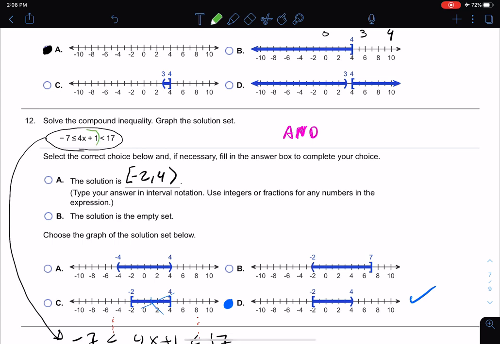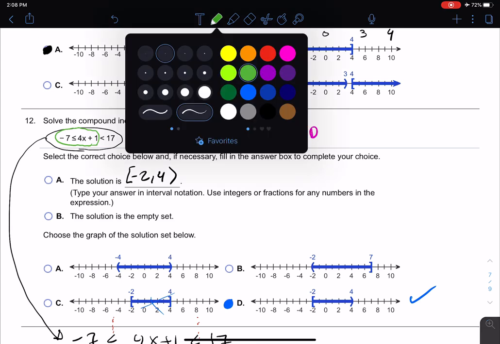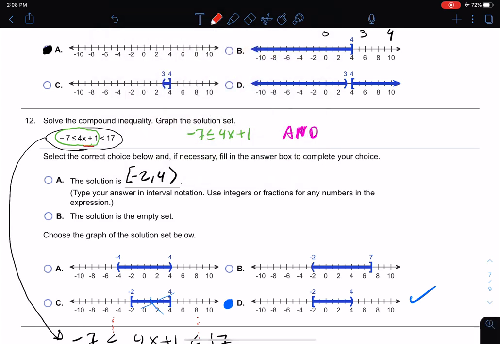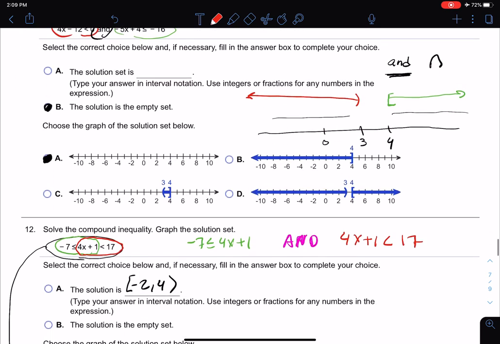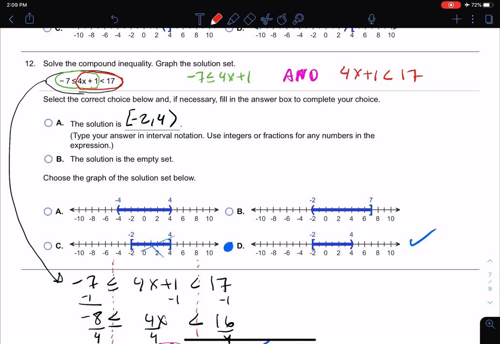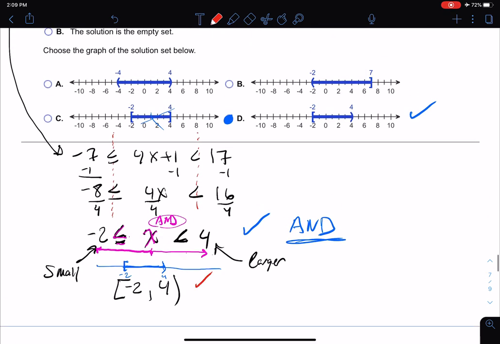So this part right here is one part of it, which just says negative 7 less than or equal to 4x plus 1. And then the other part that completes that and statement is right there, which is 4x plus 1 less than 17. And it's an and problem. Now, if we did this problem with an and statement, like we did all the other ands, and we did the intersection, you would actually come up with that answer right there.